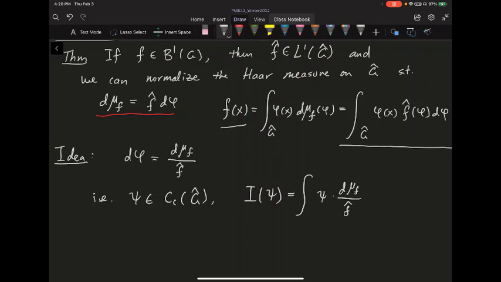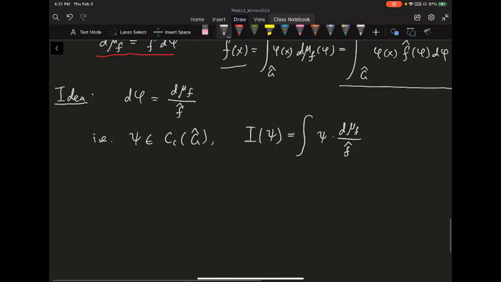So the idea looks quite simple, but there is one little problem, is that your f hat can be 0, okay? So you see that if you define it this way, this is not well defined. Why is that? Well, it's because your psi is supported on some larger set, so that somewhere your psi is strictly greater than 0, but your f hat is actually equal to 0, then you run into something divided by 0, which is not defined. Okay, so you can't really do that.